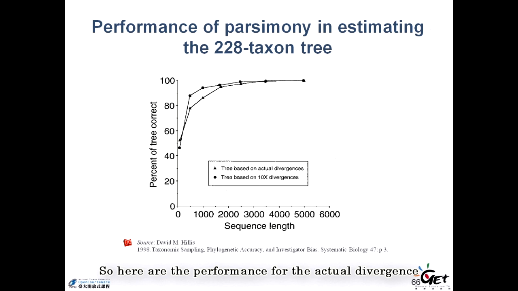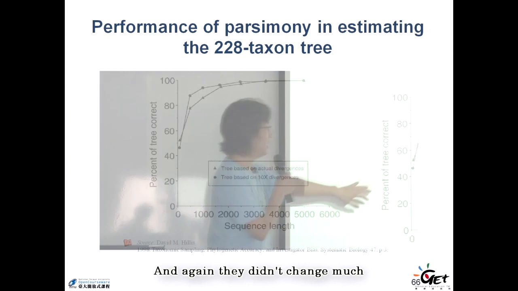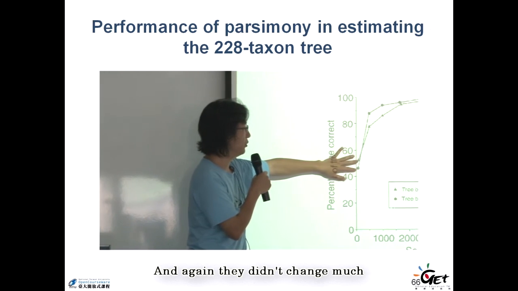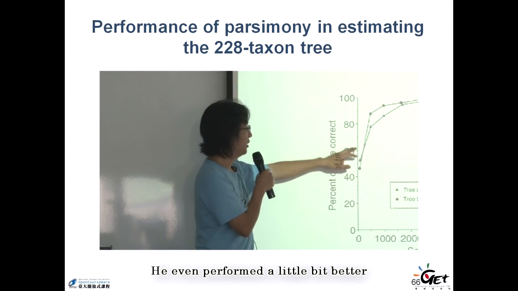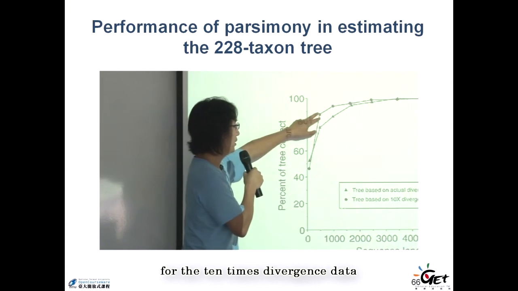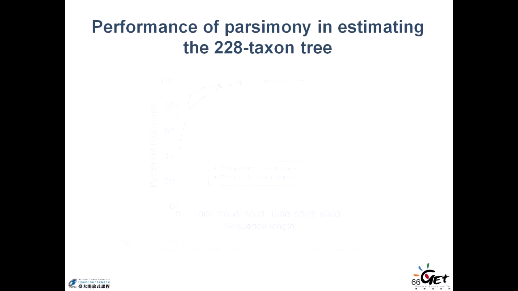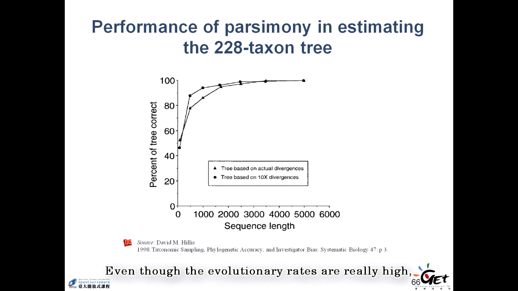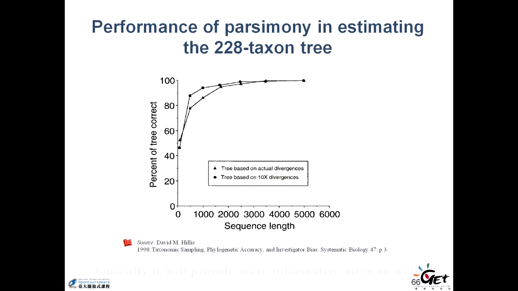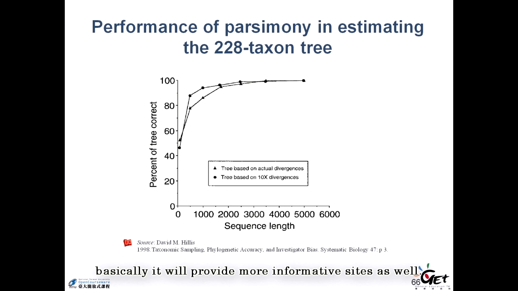So here is the performance for the actual divergence and also the 10 times higher rate of divergence, to see the performance of these two settings. And again, they didn't change much, and it even performed a little bit better for the 10 times divergence data. Even though the evolutionary rate is really high, it basically provides more informative sites as well. So I think that's the reason it's like that.